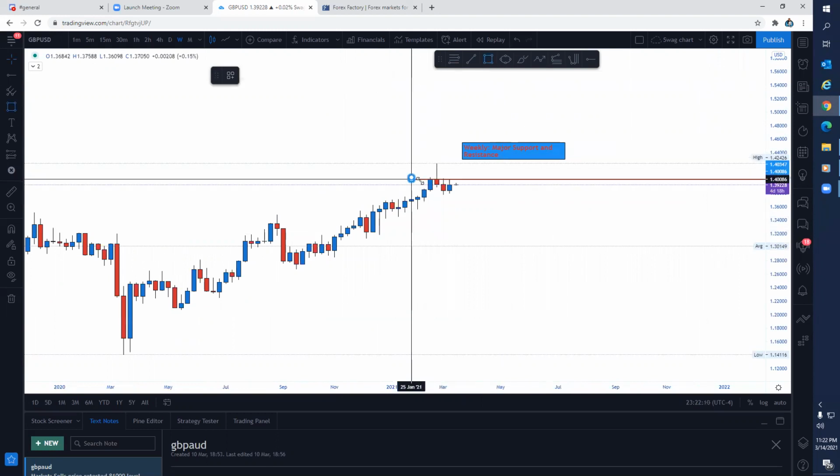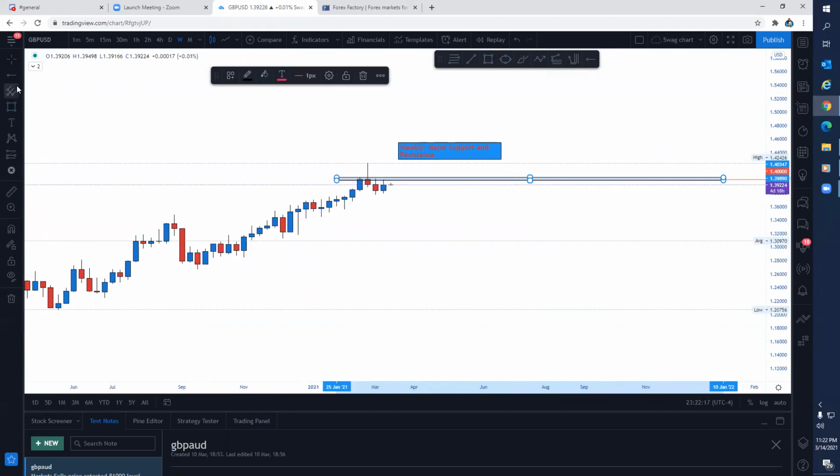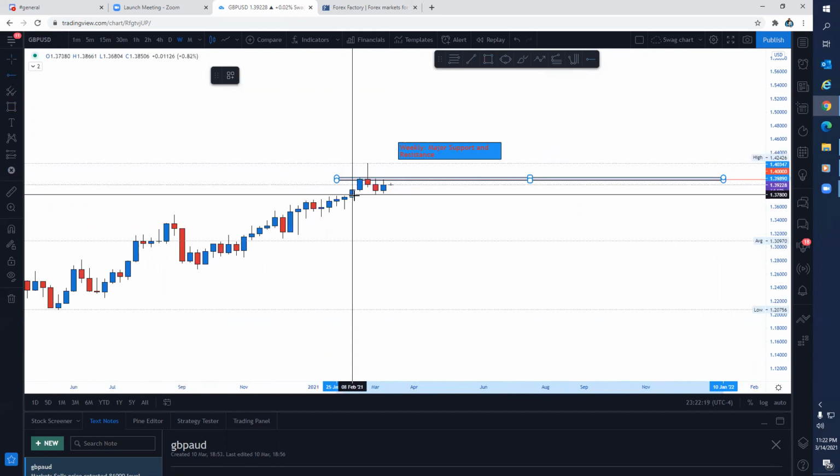And essentially, I like to use these boxes here because it allows me a visual representation that price doesn't just stop at one point. It actually goes to multiple.